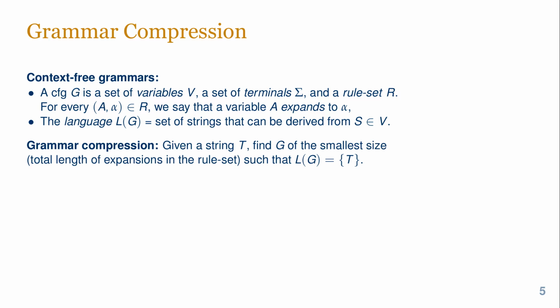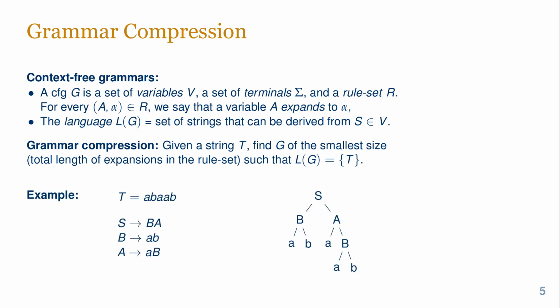The idea of grammar compression is, given a string t, to find a context-free grammar G such that G has the smallest size, assuming that we measure the size as the total length of expansions in the rule set, and the language of G is precisely the input string t. Here we see an example grammar whose language is the string t equal to ABAAB. The size of this grammar is 6, which is not optimal because the trivial grammar containing a single variable expanding to the whole string is of size 5, and thus achieves better compression. In general, however, the trivial grammar will not be optimal.